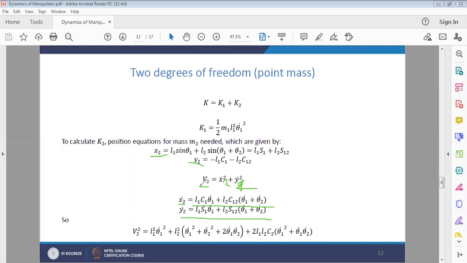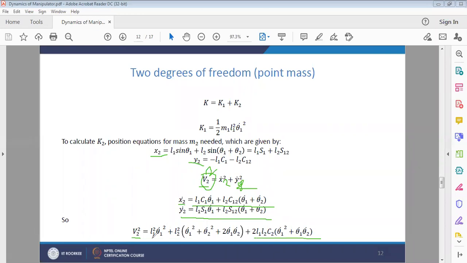Okay, so therefore V2 squared is equal to this, that is x2 dot squared plus y2 dot squared.